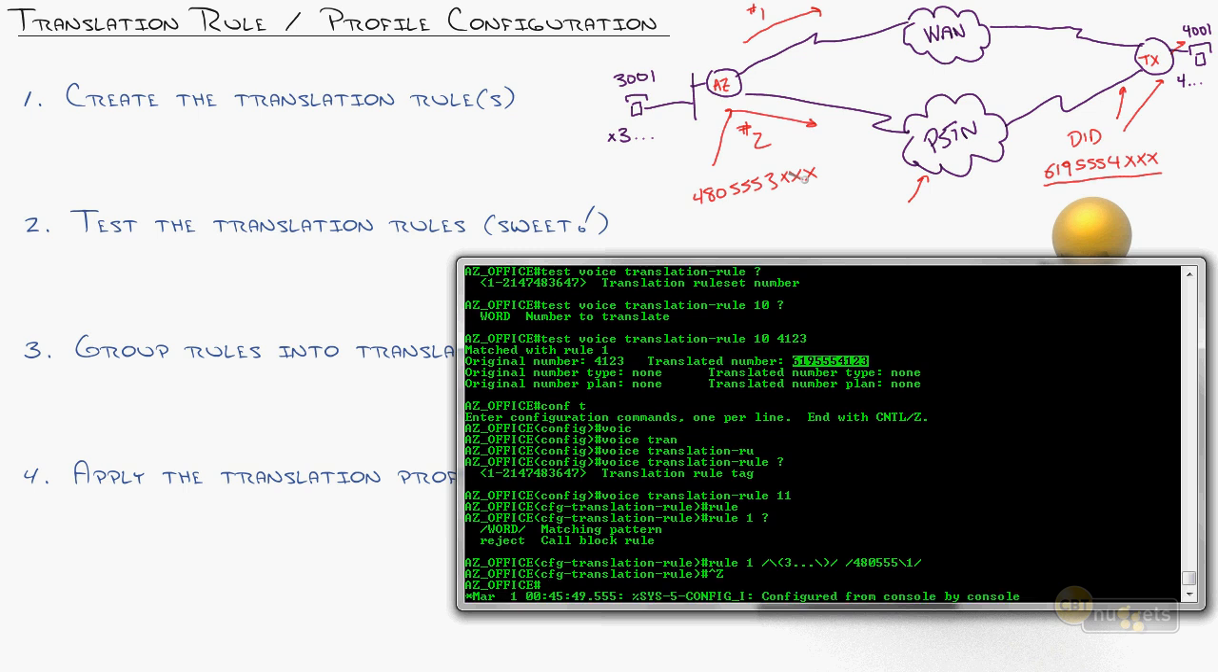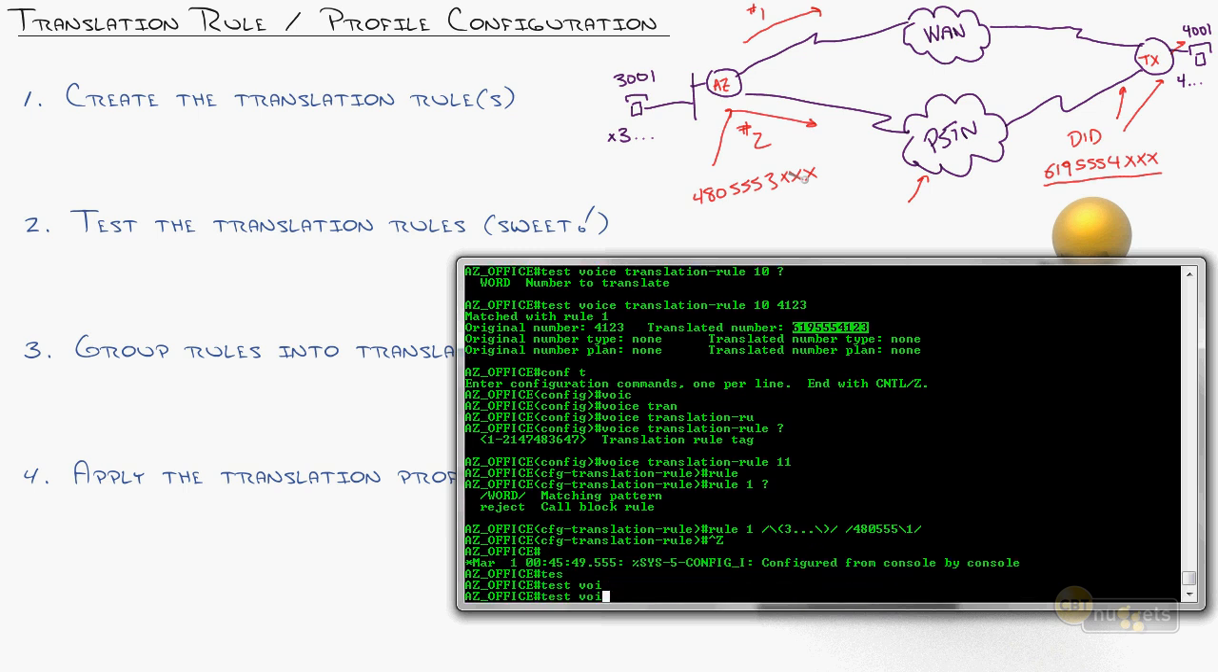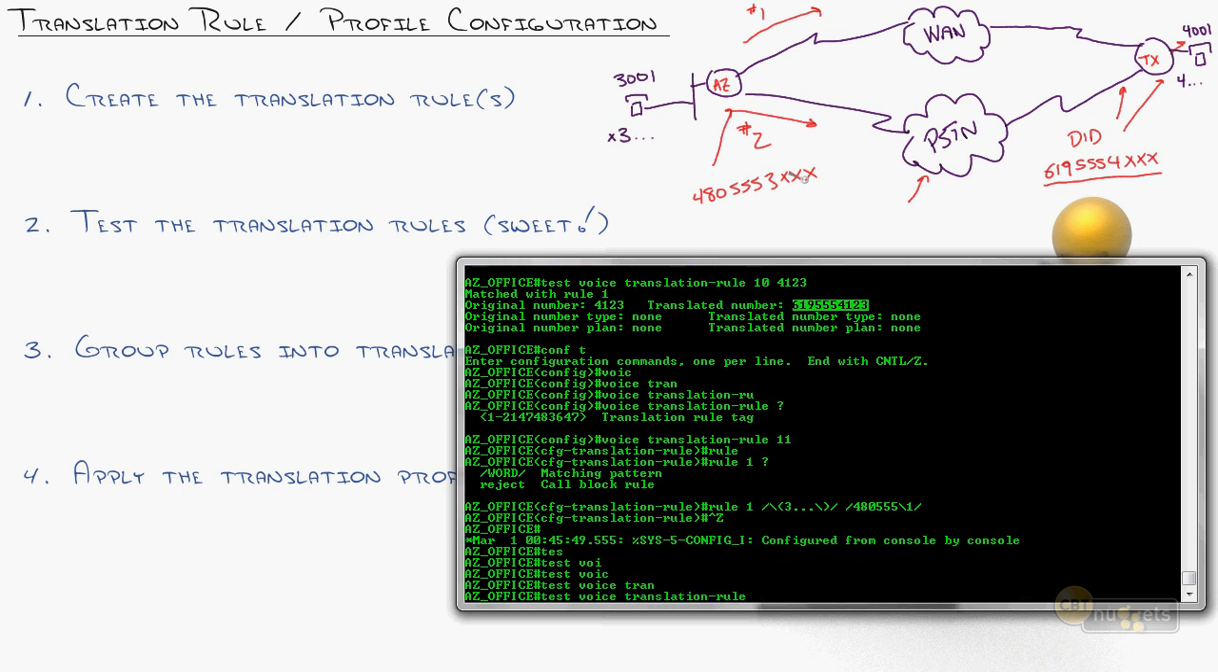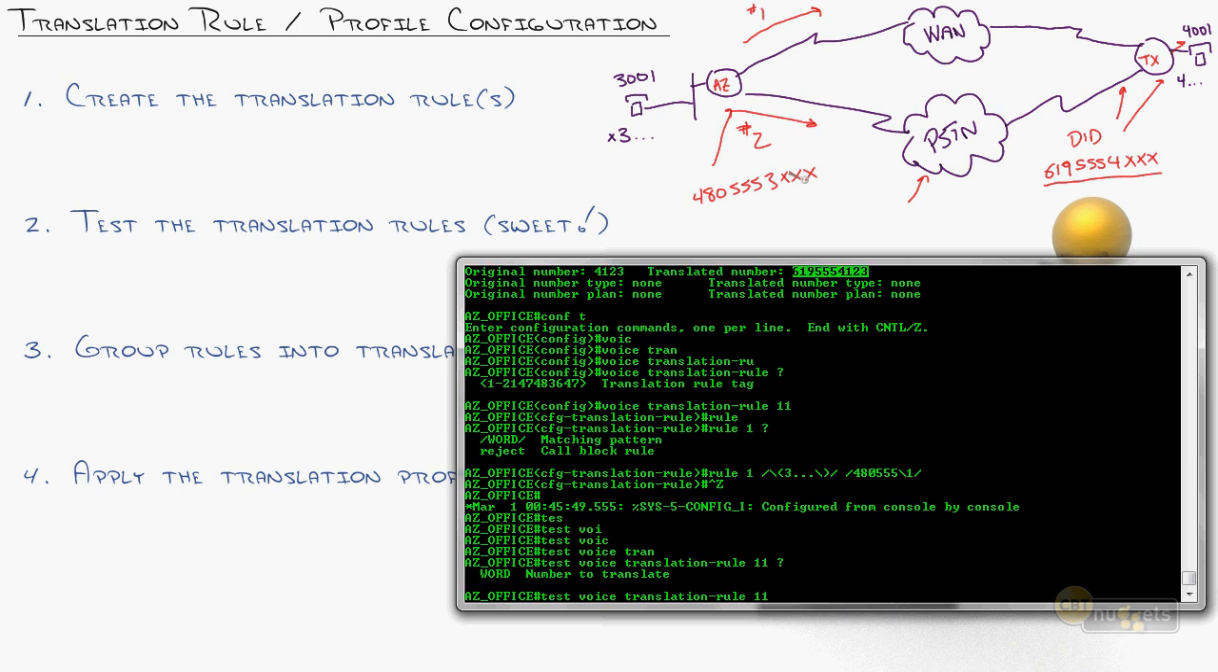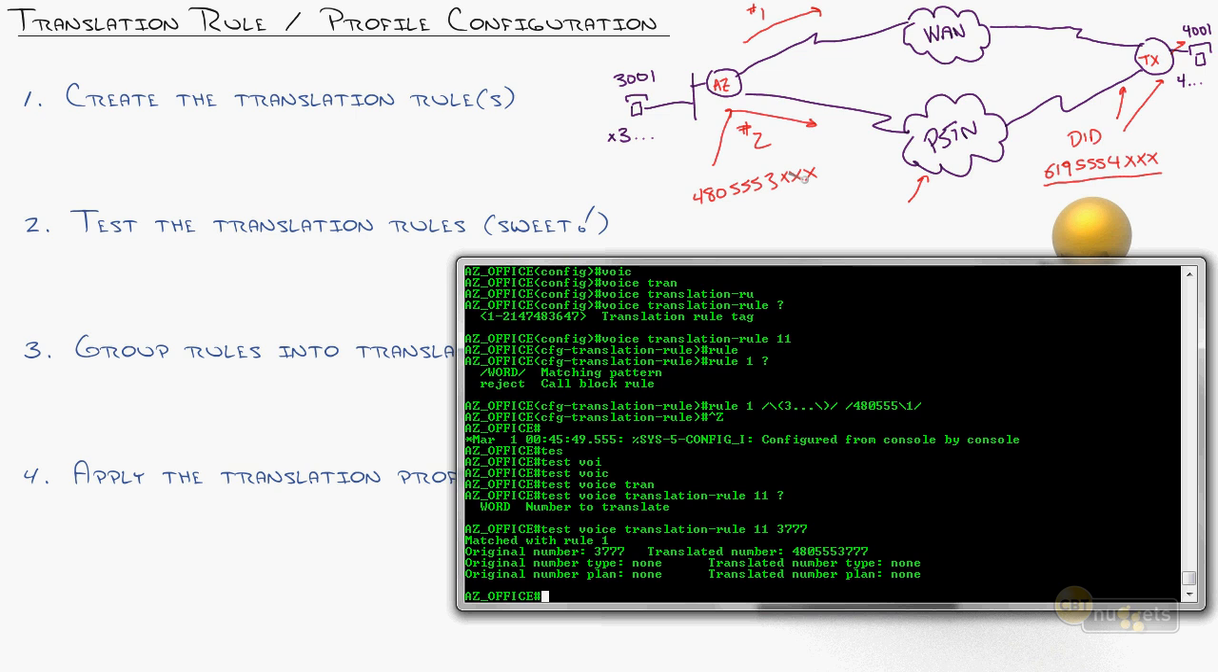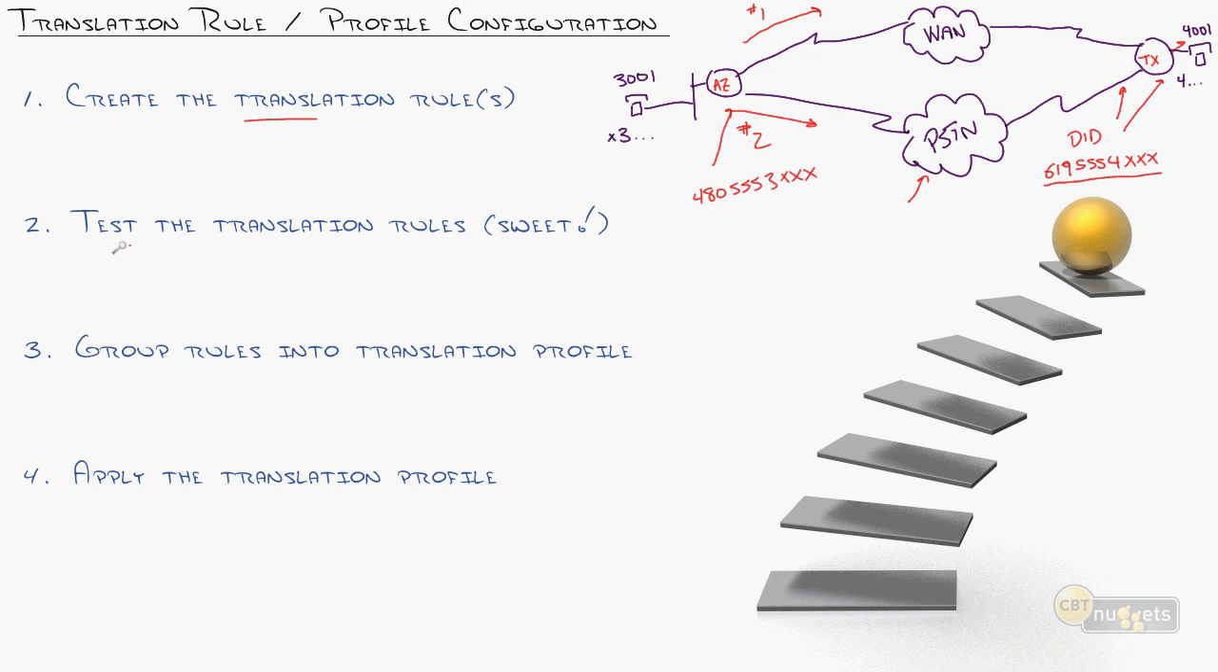Now let's test this out. I'm going to do a test voice translation rule set 11, and we'll say, what if we had the caller ID 3777? Looks good. 480-555-3777 is what the translated rule comes over with. So looking at our list here, that's creating the rules and that's testing them.